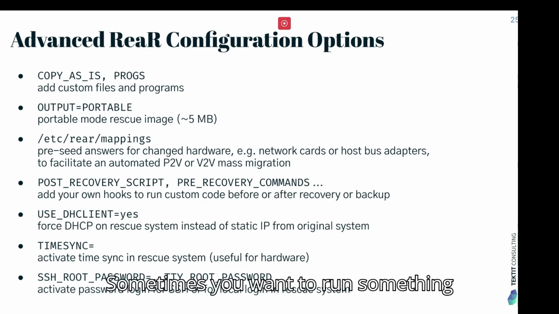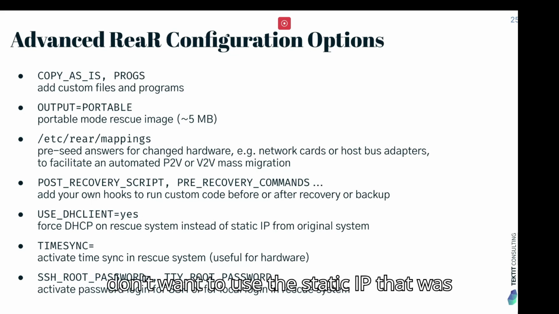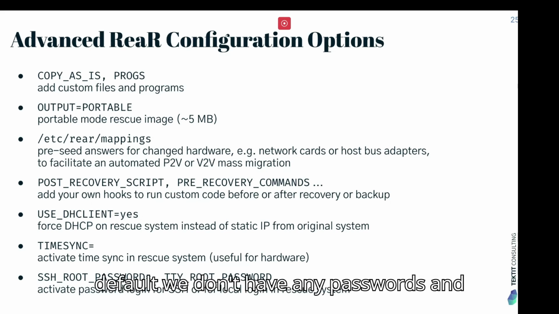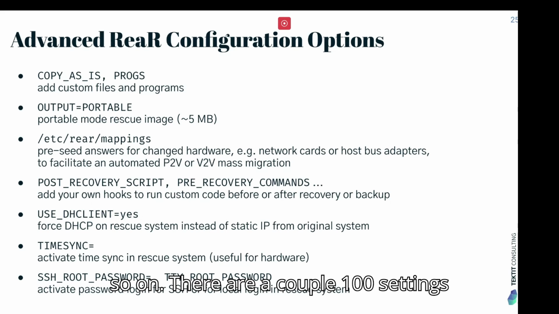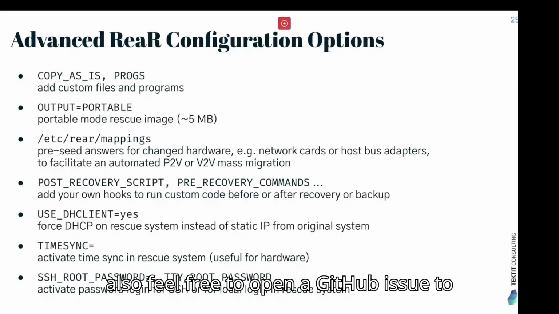Sometimes you want to run something before or after the recovery or the rescue. So we have an ability to call anything that you configure when you want it. You can use DHCP if you don't want to use the static IP that was used on the source server. You can activate time synchronization. You can set an SSH or terminal password. By default, we don't have any passwords, and so on. There are a couple hundred settings that might be useful, so I recommend once scrolling through the default conf for inspiration, or also feel free to open a GitHub issue to ask a question. That is totally legitimate.